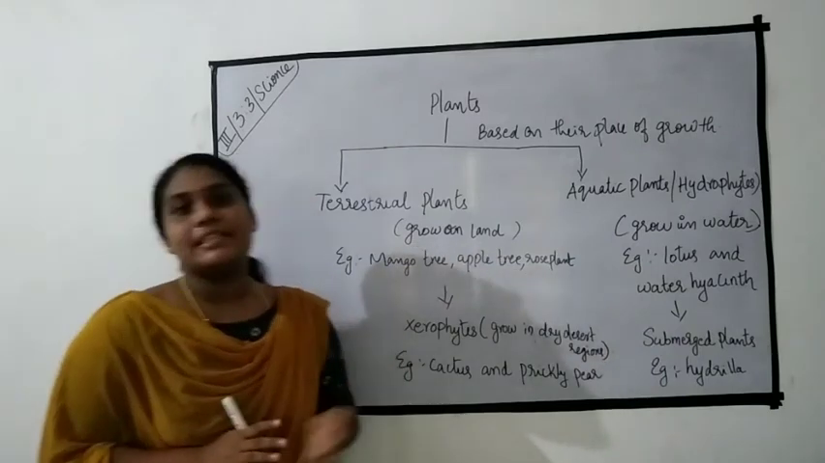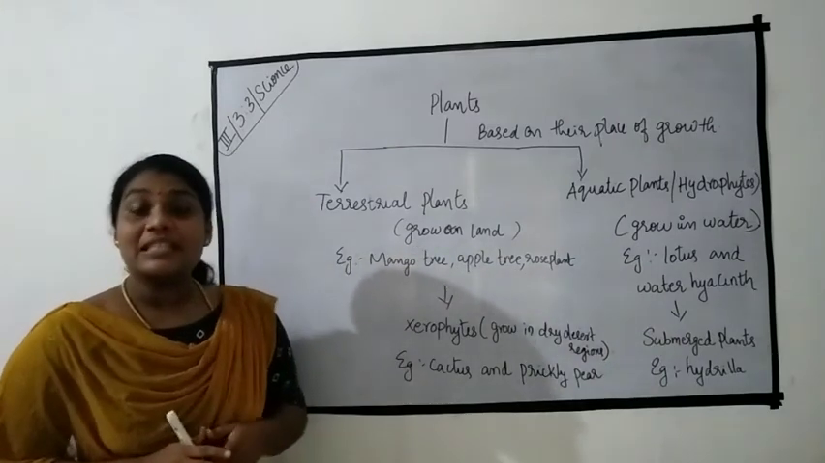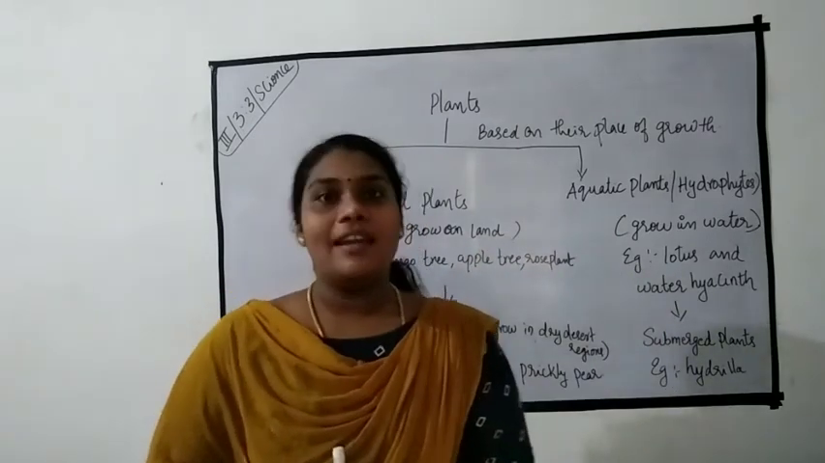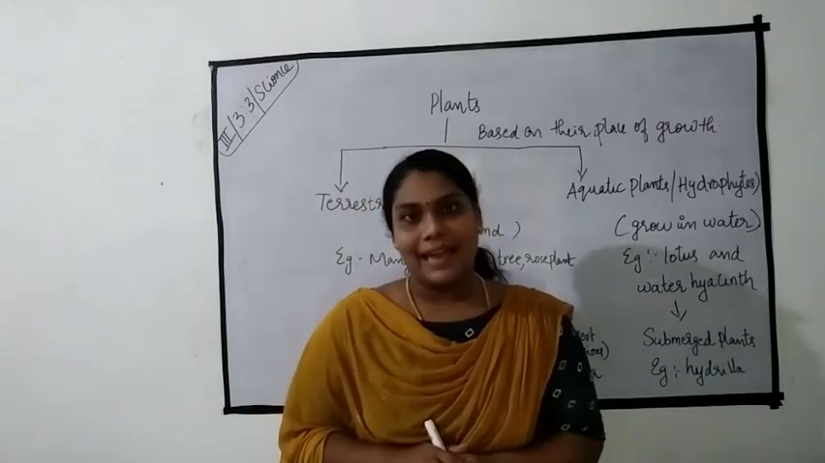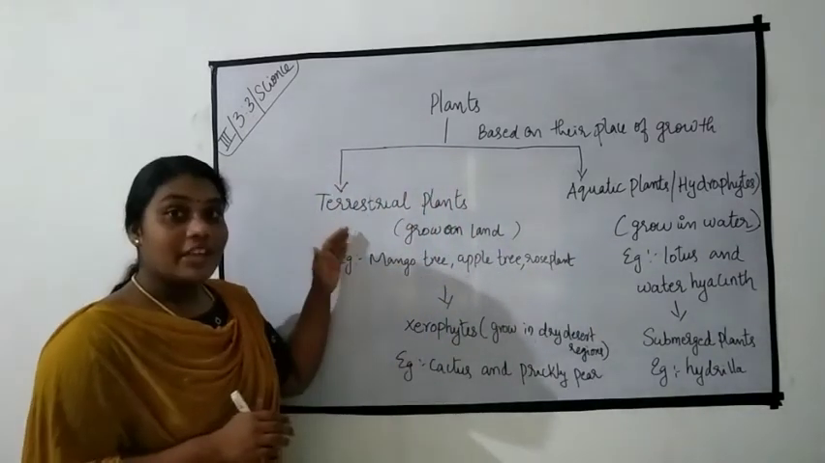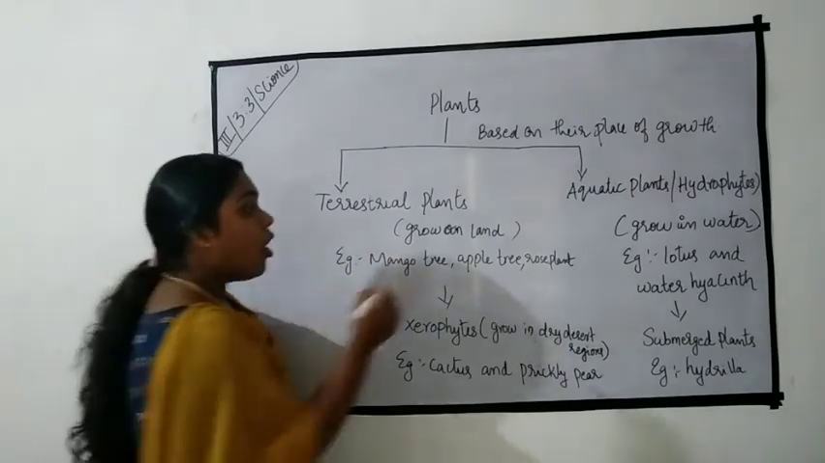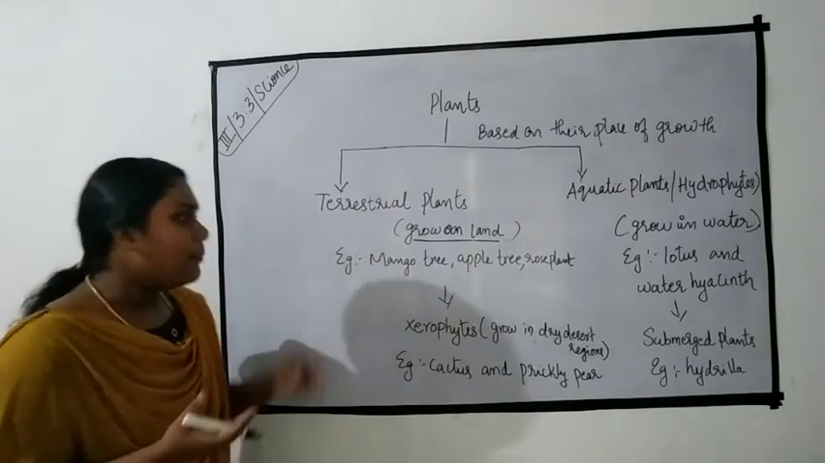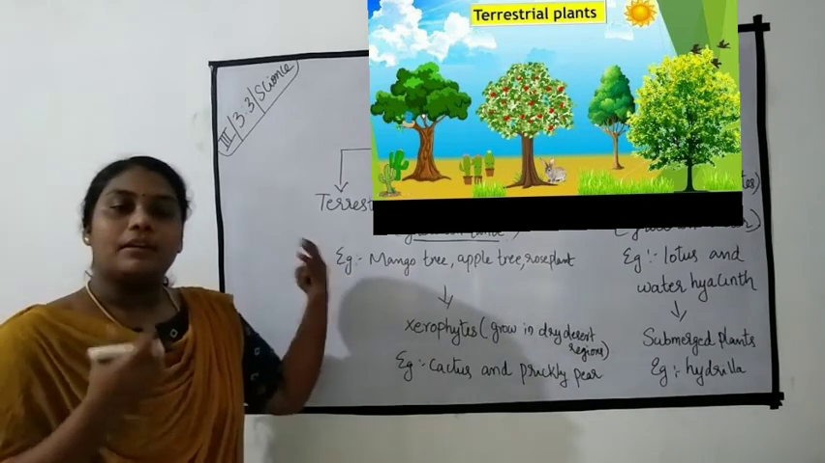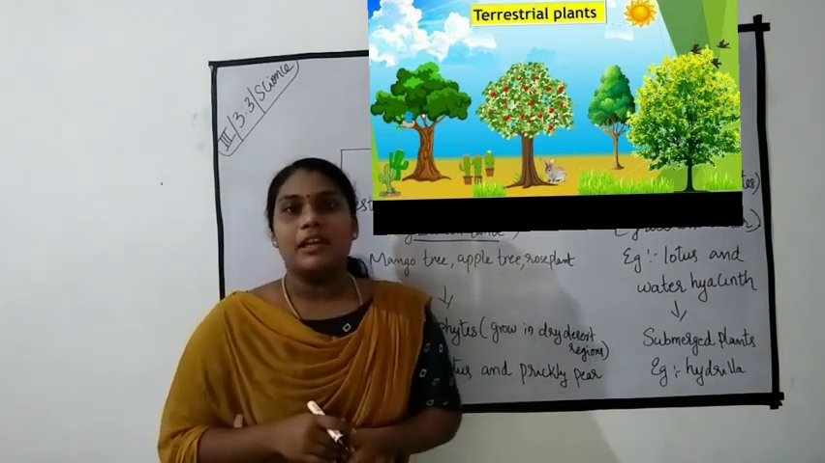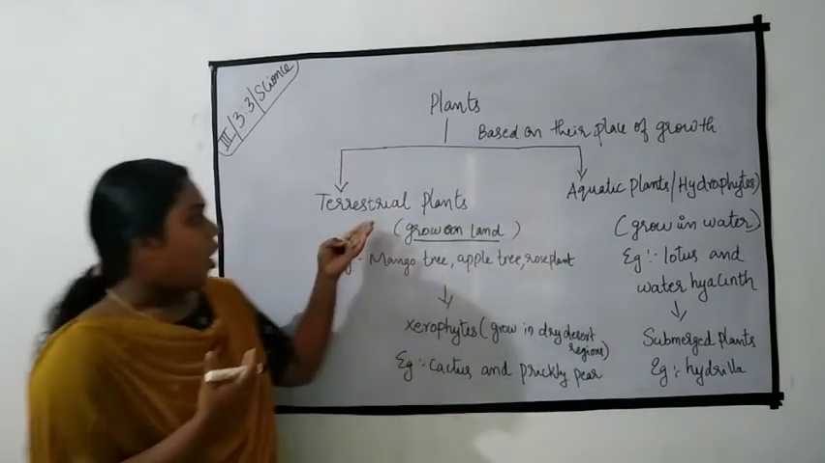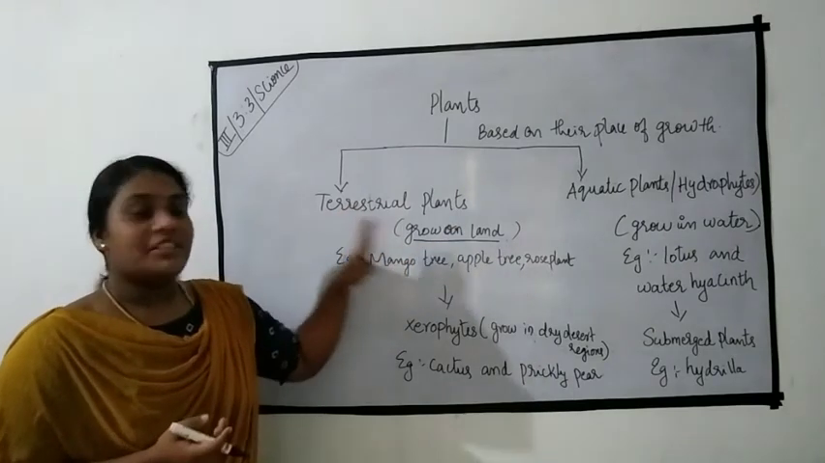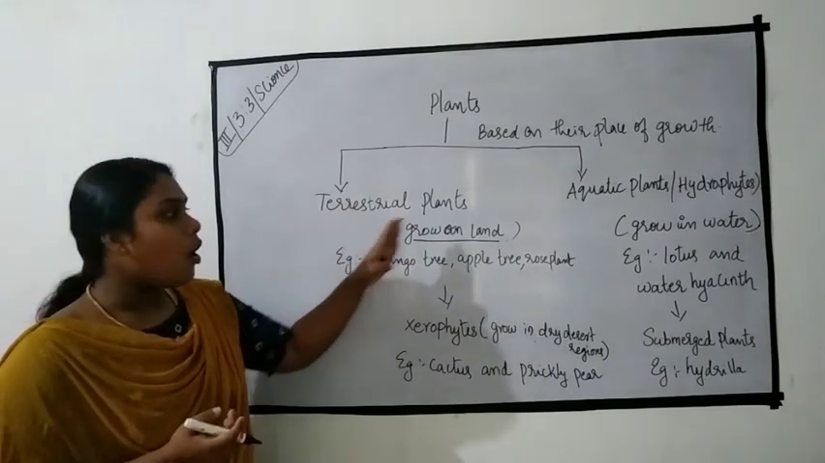What are called terrestrial plants? Terrestrial plants means plants that grow on land. Plants that grow on land are called terrestrial plants. Examples are mango tree, apple tree, rose plant and neem tree. These are the examples of terrestrial plants. All of you clear? What are terrestrial plants? Plants that grow on land.